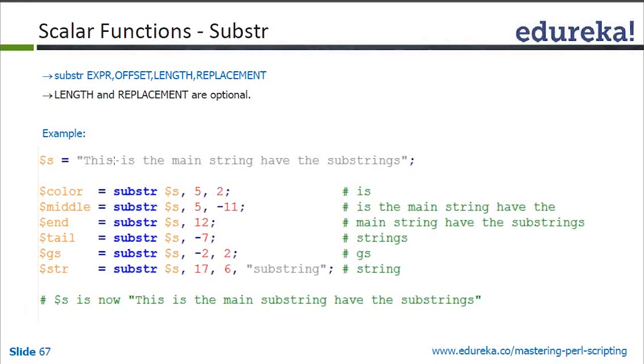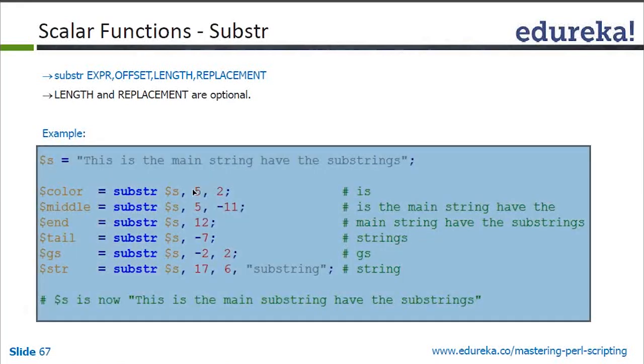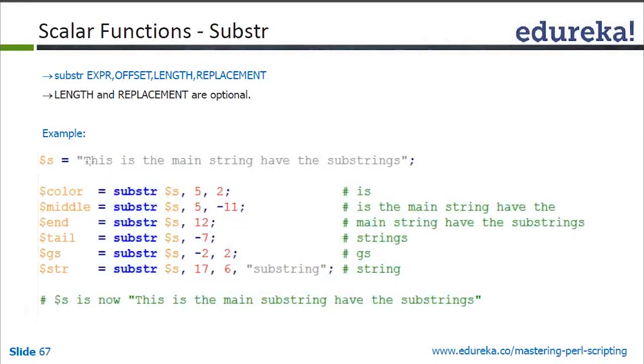Basically, offset is after that location. So if we are saying 5, it is after the fifth location. So we want to get from 1, 2, 3, 4, 5. So it is I. And how many characters do you want to print? It is IS. So when you want to subtract 2, it will only take IS. So here we are specifying the length.